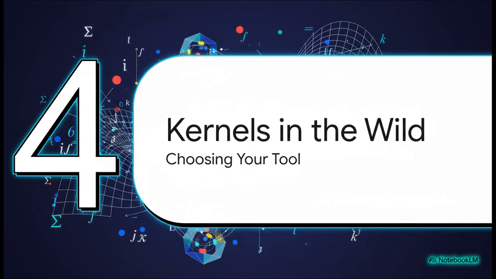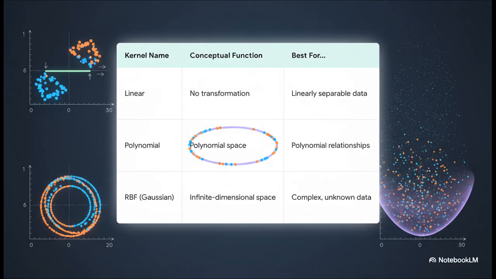So, this idea of bending space, it isn't just one move. It's an entire toolkit of possible transformations. So let's take a look at how we choose the right tool for the job. The specific type of transformation we use is decided by our choice of kernel function. The linear kernel is kind of the default. It does no transformation at all. It's our straight line. The polynomial kernel is fantastic for data that has, well, polynomial relationships.